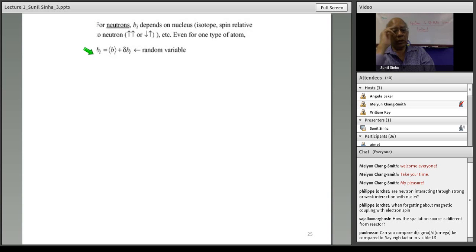So to deal with this, let's write B as the average B. Let's assume for the time being there's only one type of atom, but it may have different isotopes, it may have different spins and so forth. So there's an average B characteristic of that kind of atom, and there's a fluctuation about this average, which is like a random variable as you go through the crystal.